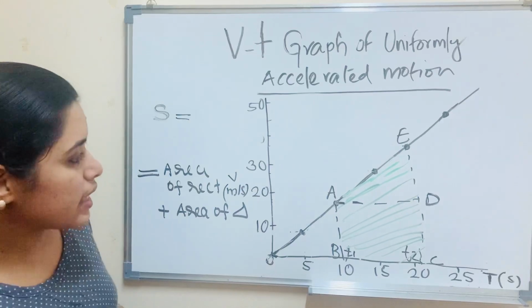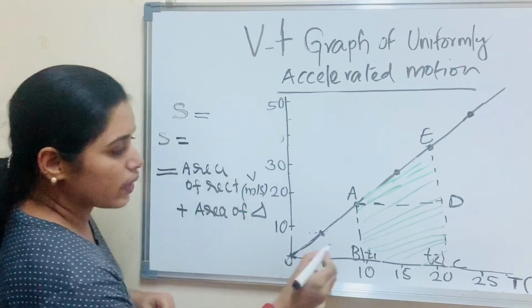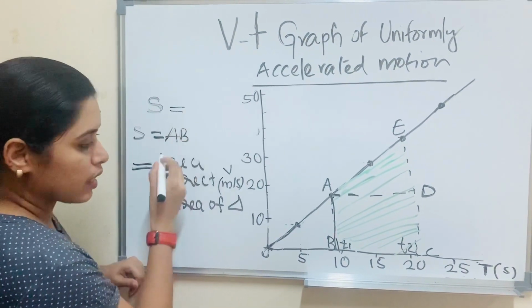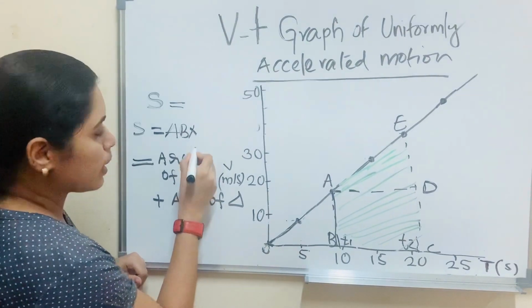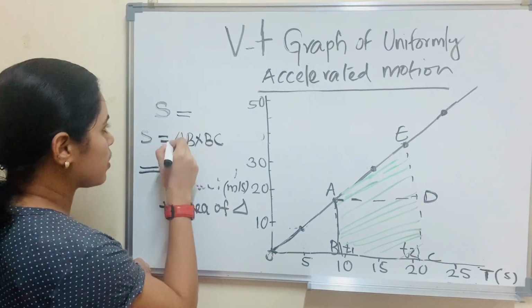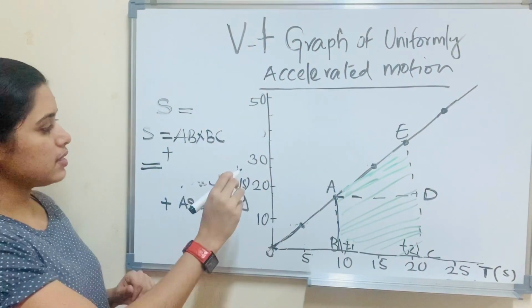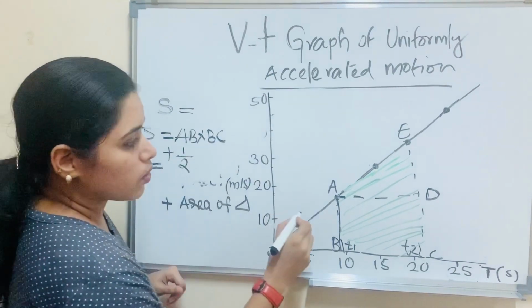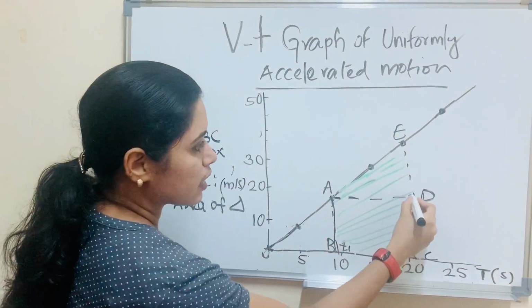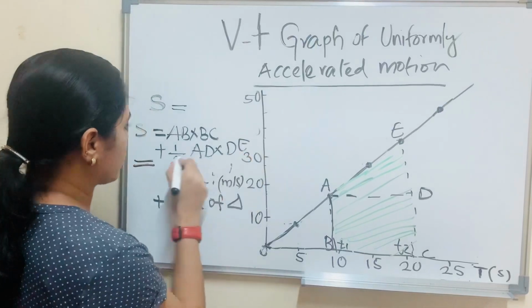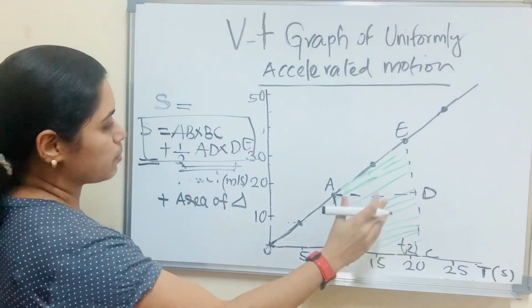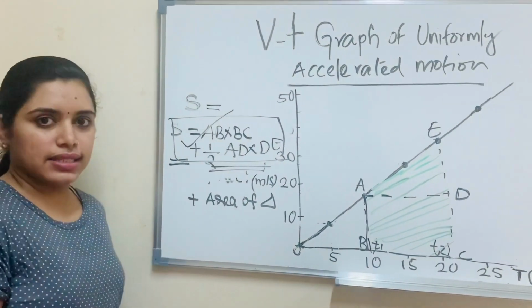Now, what is the area of the rectangle? S is equal to the area of the rectangle, which is this side into this side. So, we can write it as AB into BC, plus the area of this triangle. Area of a triangle is half base into height, half into this base AD into height DE. So this is the area under this velocity time graph, and this is our distance.